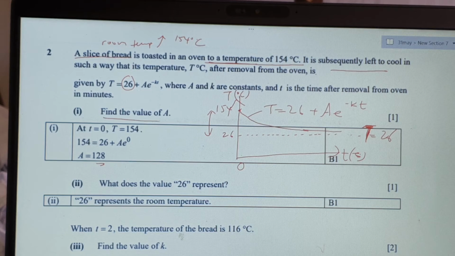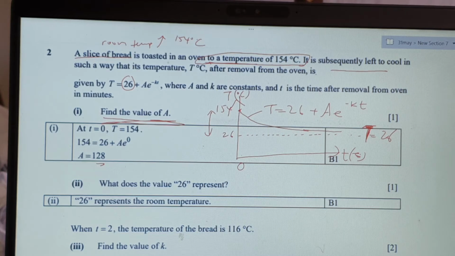Alright, now you take a look at this question. They ask you to find the value of A. How do you find the value of A? There must be some clues in the question to help you, right? So you see, the bread is toasted to this temperature. Actually, that's the only clue given to you, no?